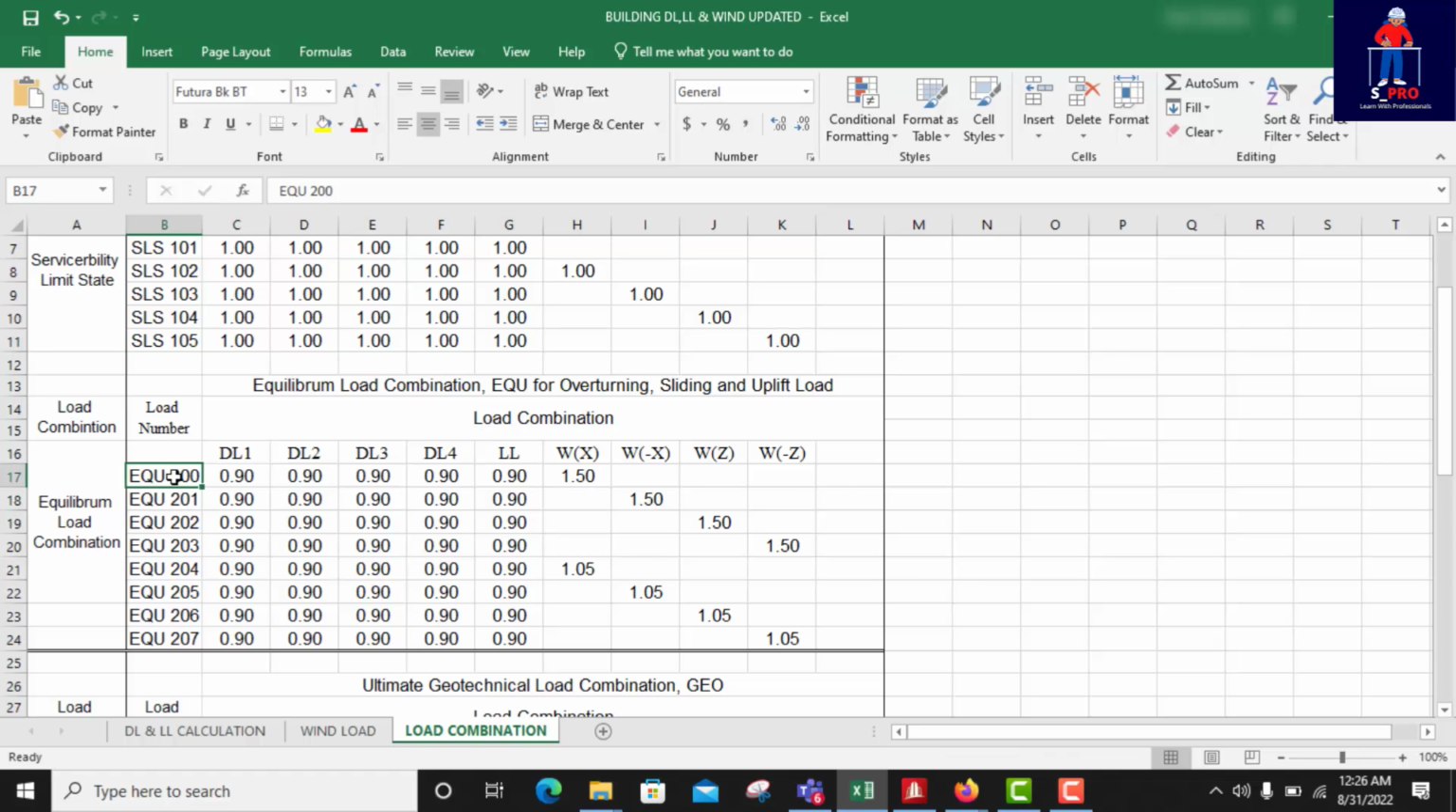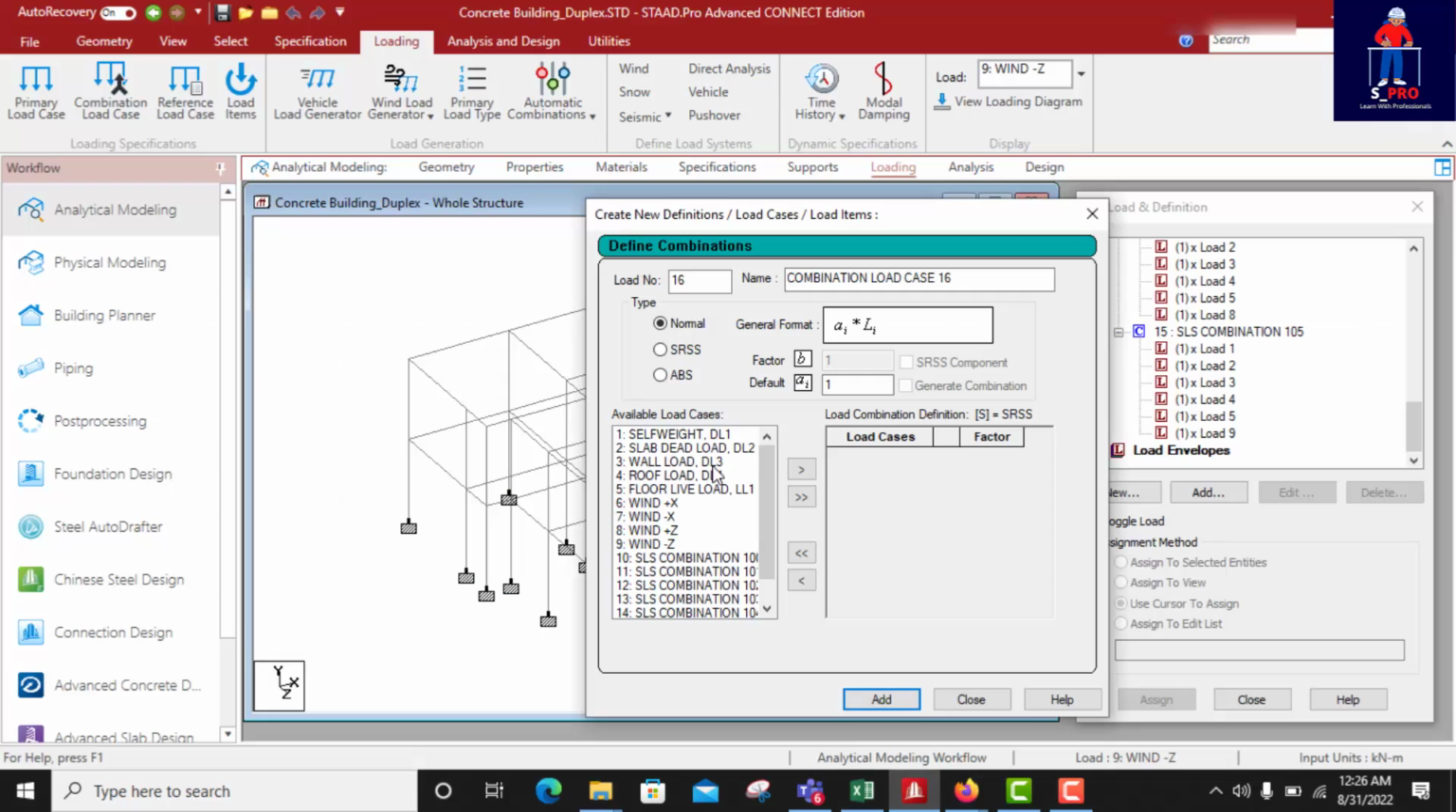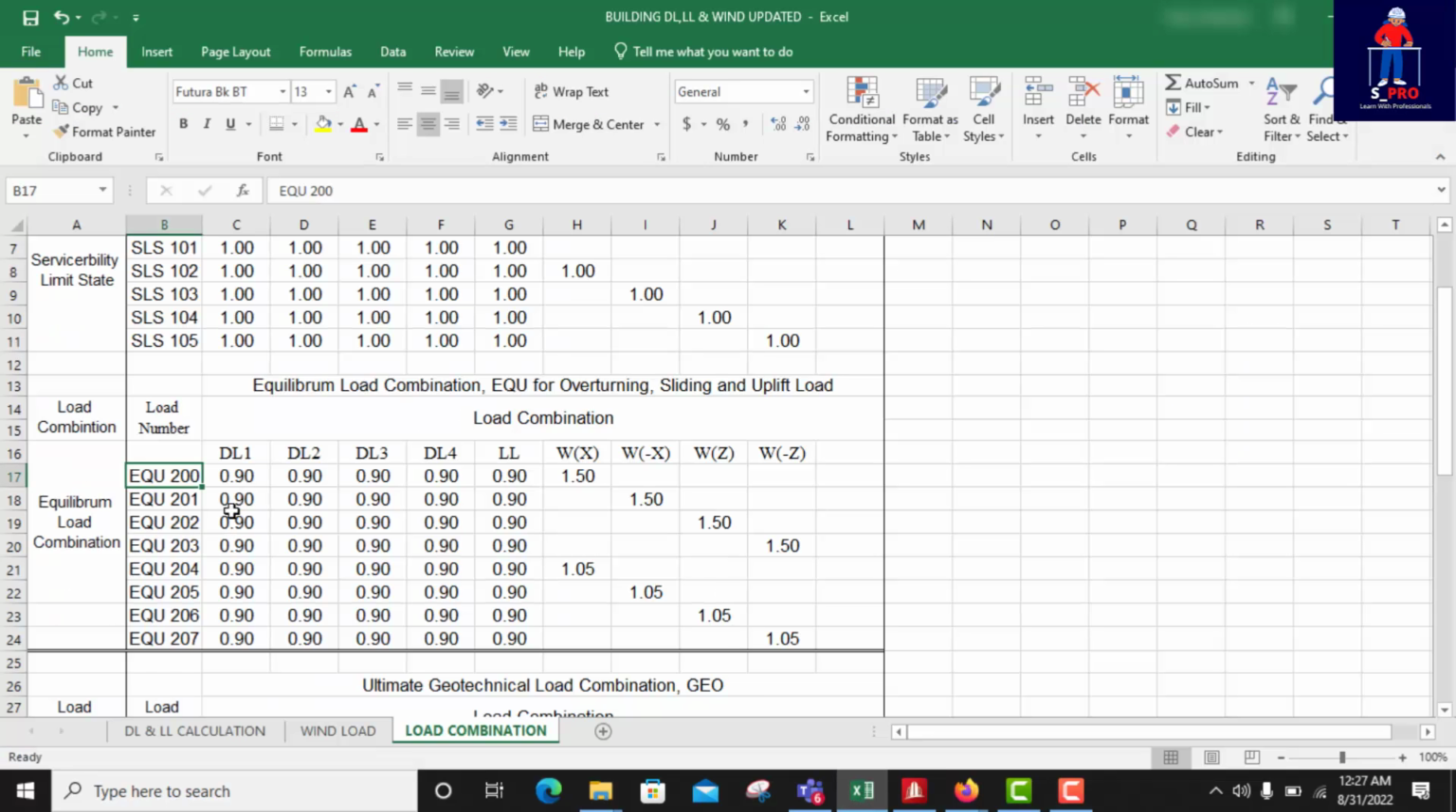Then we go to equilibrium load combination. The first one is 200. Equilibrium, the short form is EQU combination 200. I'll copy it. So the first one is all the dead load we multiply by 0.9. Then we apply the live load, then we apply a wind load in the positive x direction.